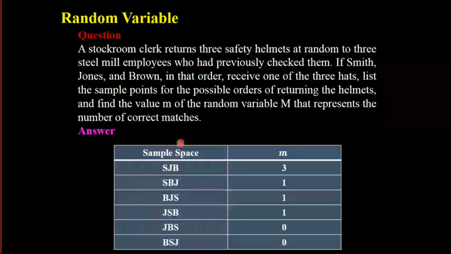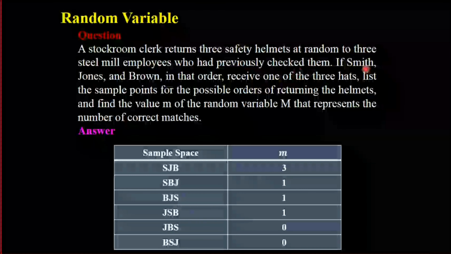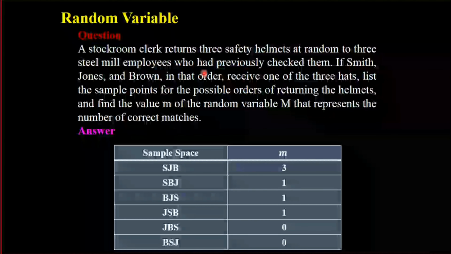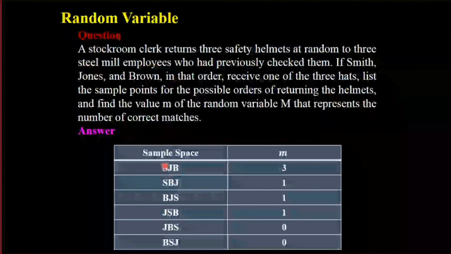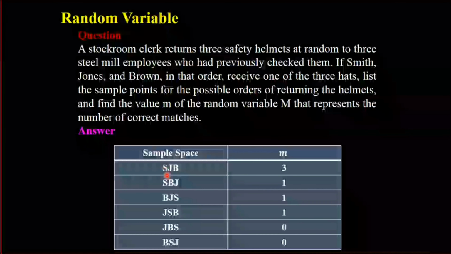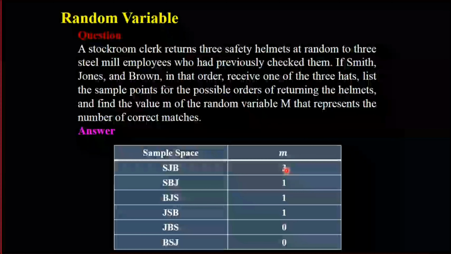Simple. For Smith, I write S, for Jones, I write J, and Brown B. So the first combination is S, J, B, that we can write. So if S, J, B, then it will match because the first one is Smith, the second one Jones, the third one Brown, so the M value will be 3. Okay, you see the same concept of how we are interpreting here.